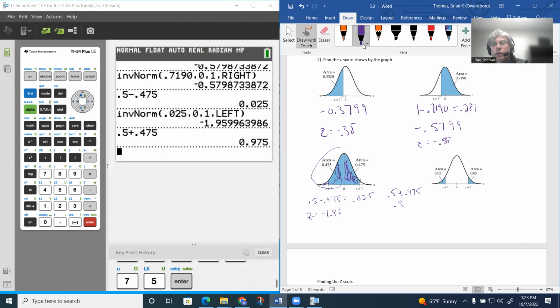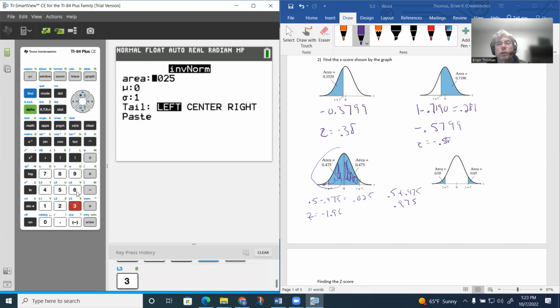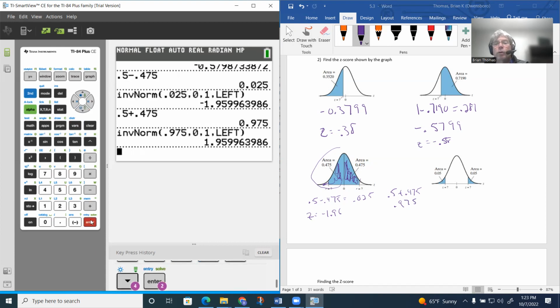So that's the area of the curve would be this 0.975. So if I want to find the z-score associated with that, I can do that inverse norm. Number 3, it's going to be 0.975. And then if I go down here, and I'm keeping it left the way I'm doing it, that would be 1.96 as well. And that makes sense because it's kind of symmetric. So negative 1.96 and 1.96 seems to be good because of symmetry.